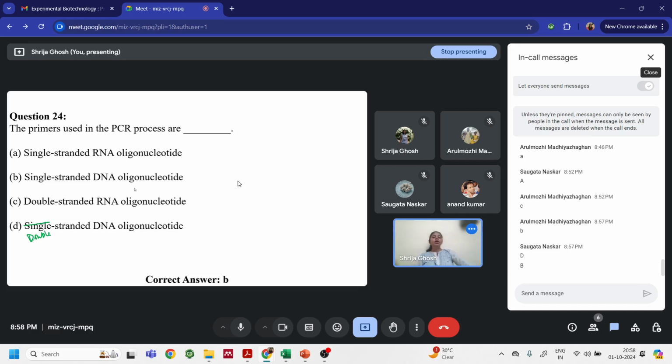So if you remember, during the COVID times, we all were going through RT-PCR tests, right? So that detection was basically based on this technique. The COVID virus had RNA as its genetic material.